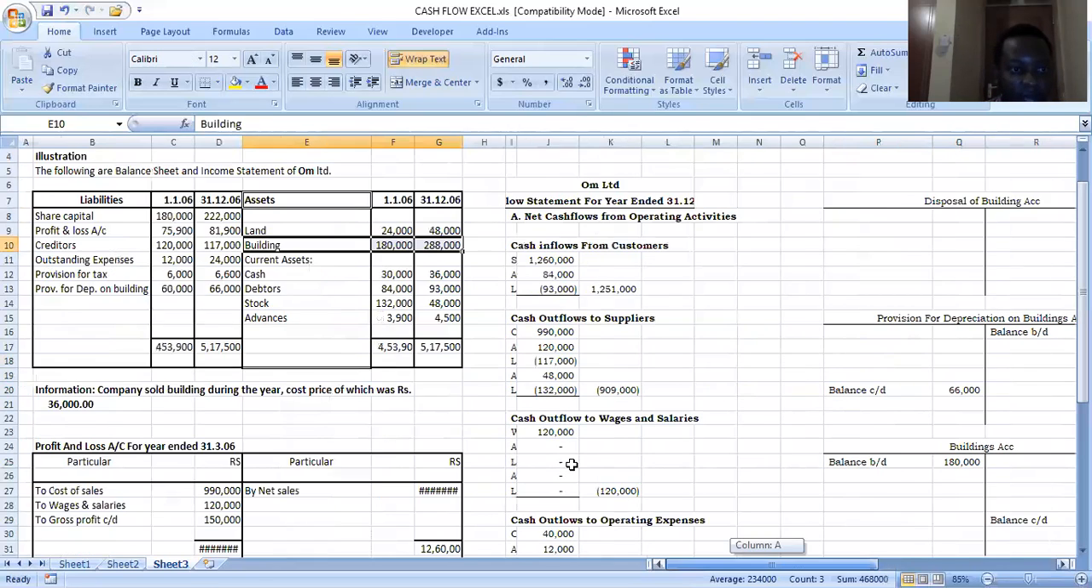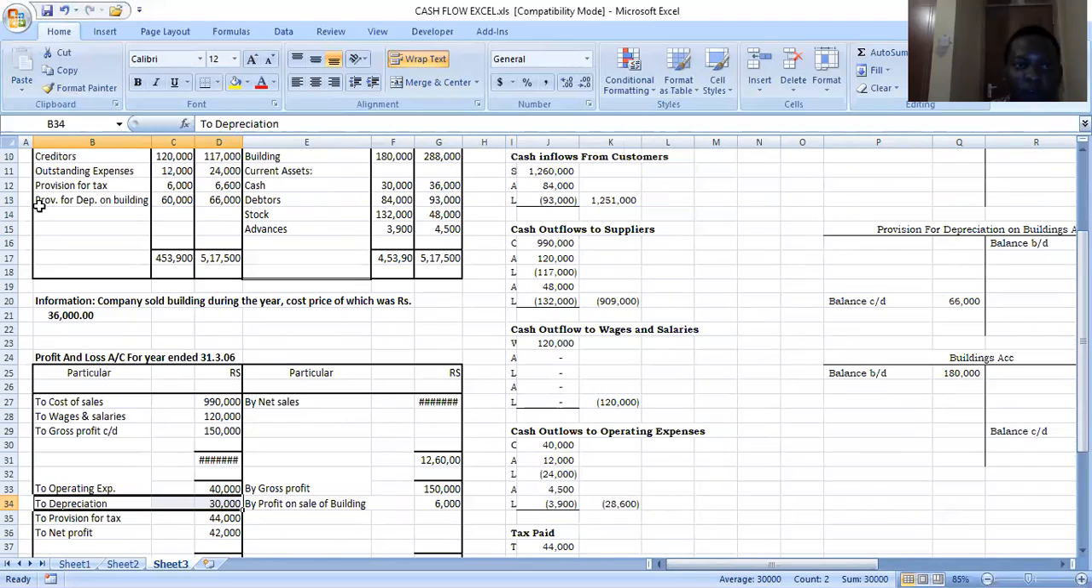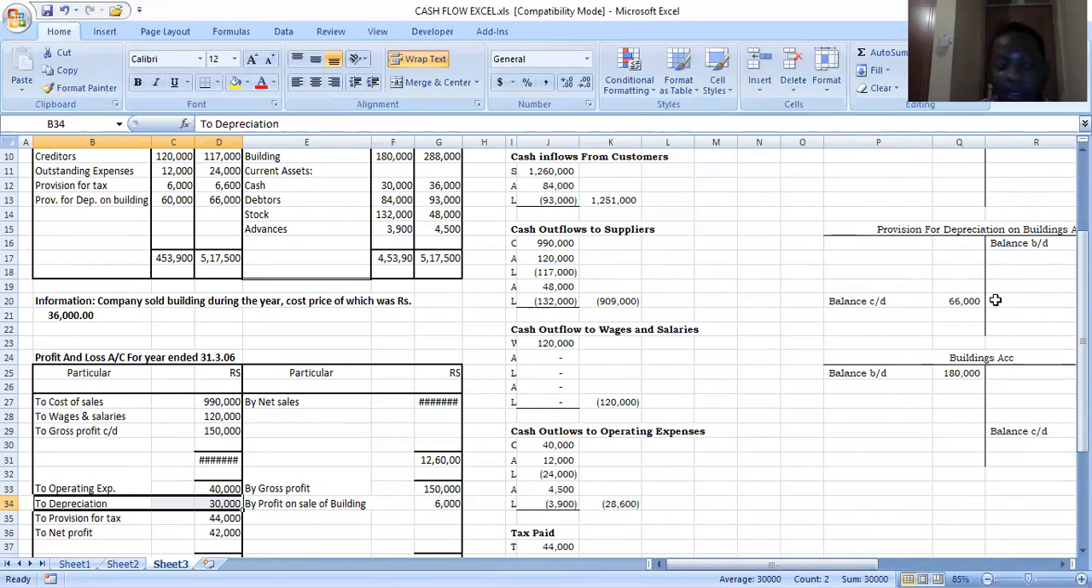And then the other information that we have in the income statement is the annual depreciation on the buildings, 30,000 shillings. So this annual depreciation on buildings should increase the accumulated depreciation on the buildings. So the provision for depreciation on buildings should go up. Which means that this annual depreciation should be credited in the provision for depreciation account, because this is a decline in the value of the fixed assets. So we close the depreciation account by crediting it in the provision for depreciation on buildings account.